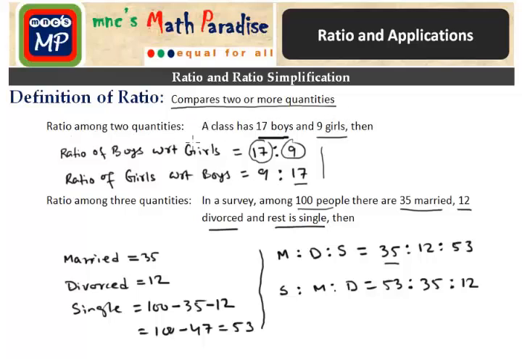Here we saw how we can write ratio between two quantities and three quantities. This concept can be extended for 4 quantities, 5 quantities and so on. Say for example, 4 quantity ratio will be written as A ratio B ratio C ratio D. That is, here A, B, C, D are 4 different quantities. So their ratio can be written as this. Similarly, we can extend it for 5 quantities or any number of quantities.